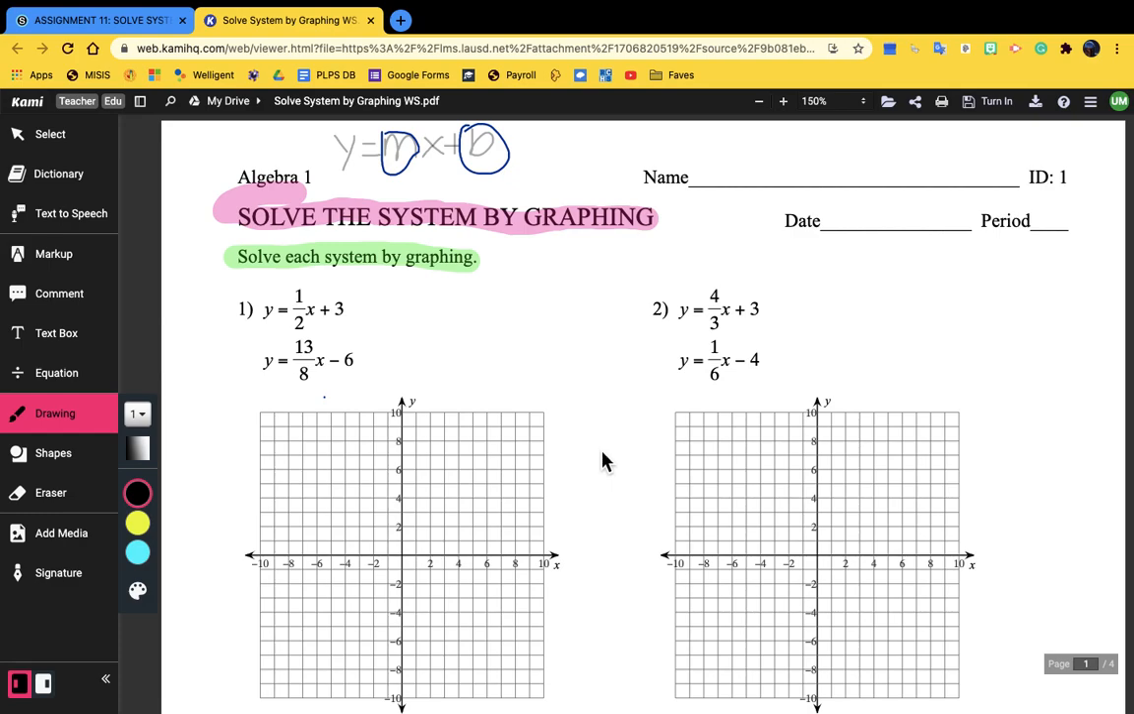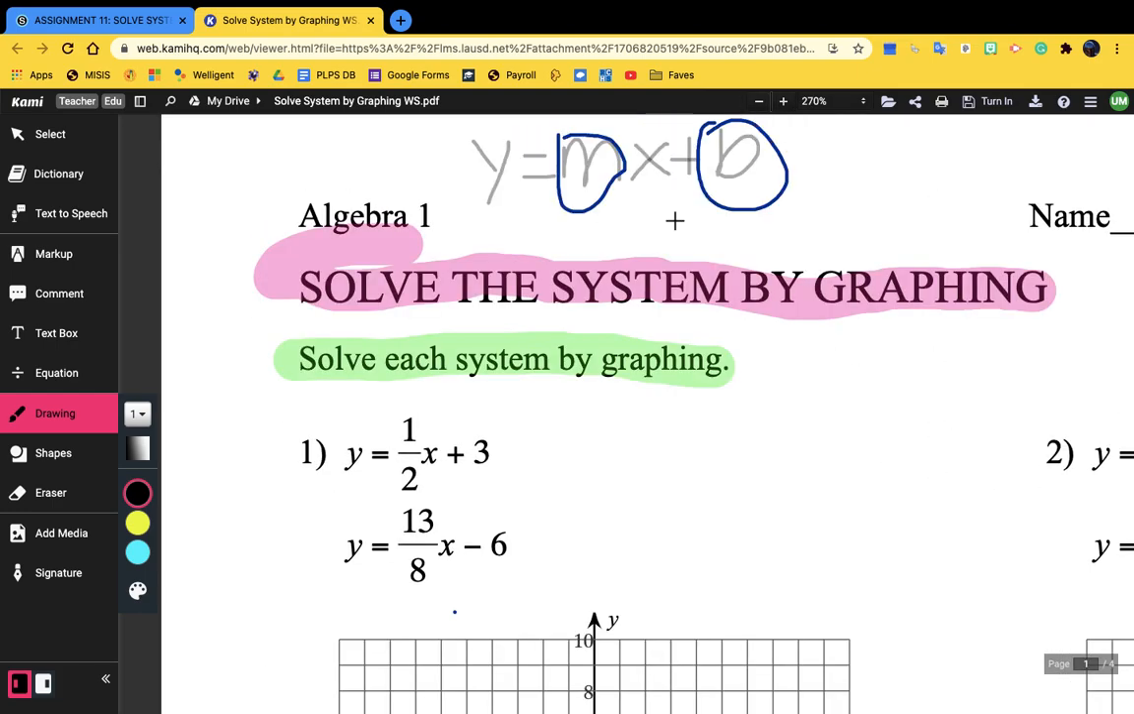Everyone, here we are on this review video for this assignment. The assignment is called Solve the System by Graphing. The instructions, as we always do, we always read the instructions. They say solve each system by graphing.